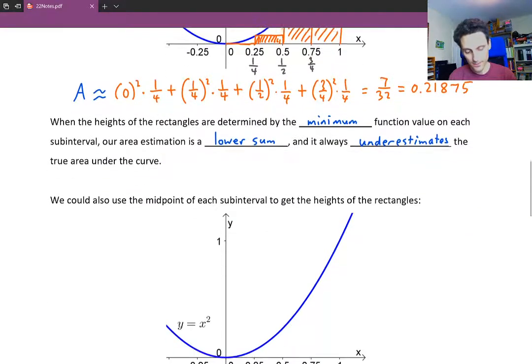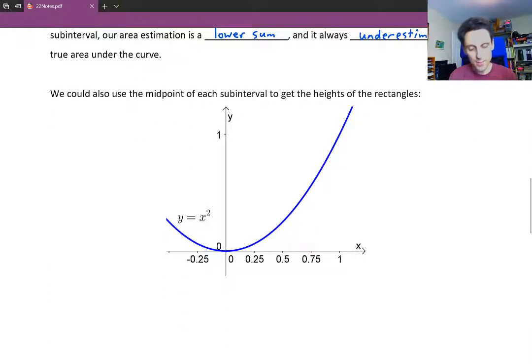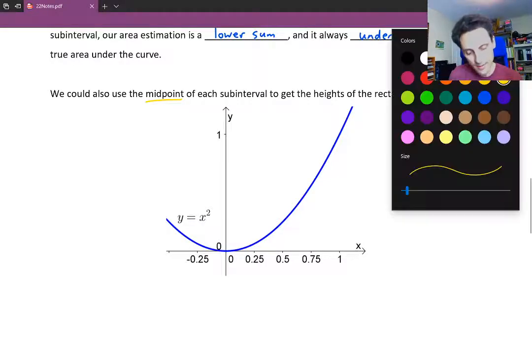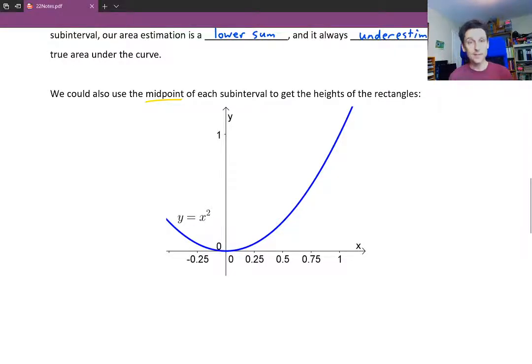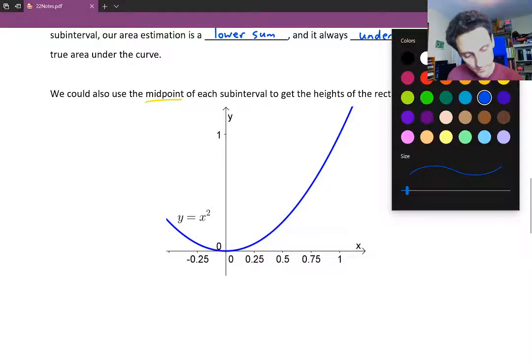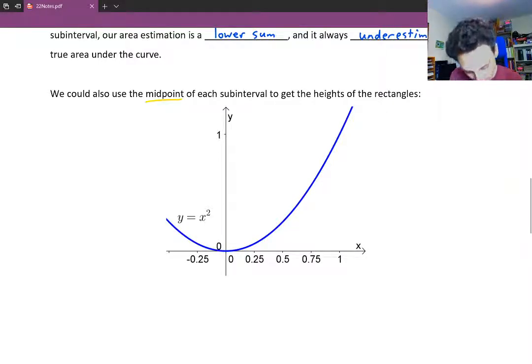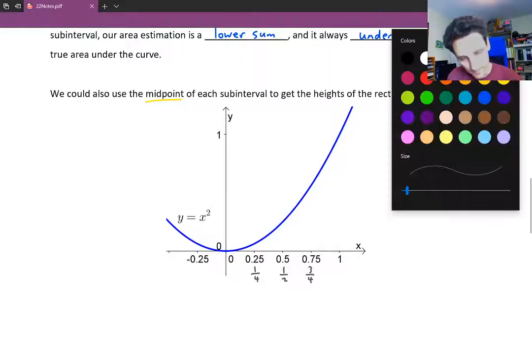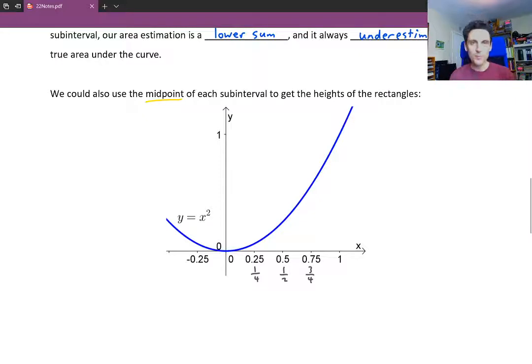Let's see if we can do better. Let's try using midpoints. This is the key right here. We're going to use midpoints to get the heights of each of the rectangles. Well, first off, we have 1/4, 1/2, and 3/4. Well, what does a midpoint look like on the first subinterval? The first subinterval is from 0 to 1/4. What does a midpoint look like there? What would be the midpoint of that first subinterval?